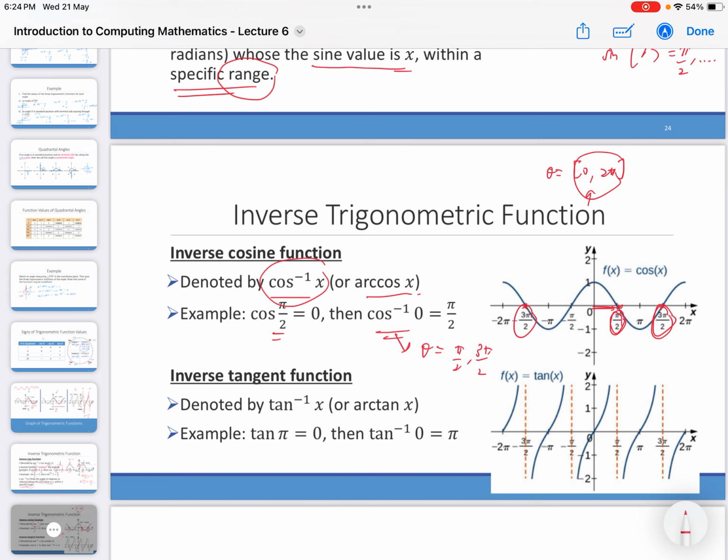And then the same goes for the tangent function. The inverse tangent is denoted as tangent inverse of x or arctan x. Let's say we want tangent pi, so pi is over here. Tangent pi equals 0. So for the tangent inverse of 0, we want to find the angles such that tangent equals 0, which are pi, and also 2 pi, negative 2 pi, and so on.